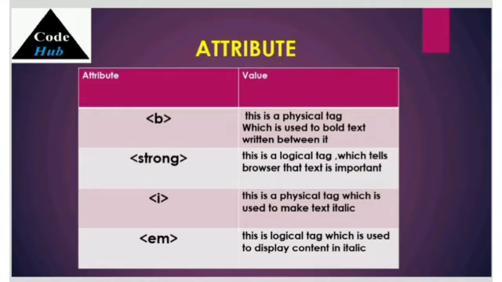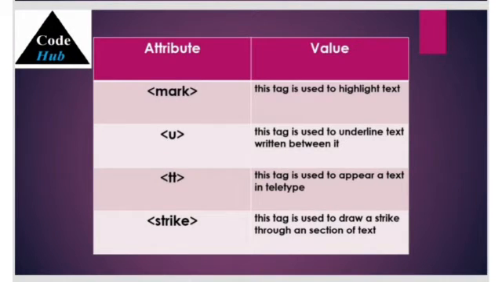Third is I, which is a physical tag and used for italic font. Fourth is EM. It is a logical tag and used for italic font display. Fifth is mark. Mark is used to highlight the text. Sixth is U, which is used to underline the text. Seventh is TT. This tag is used to display text in teletype. Eighth is strike. This tag is used to draw a strike through a section of the text.